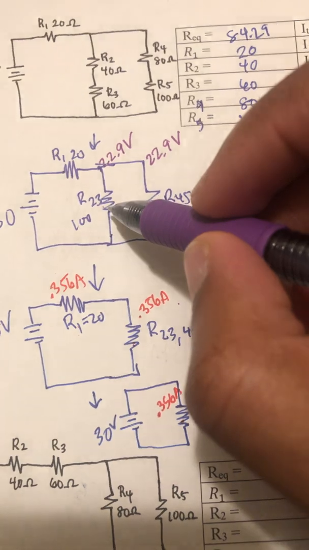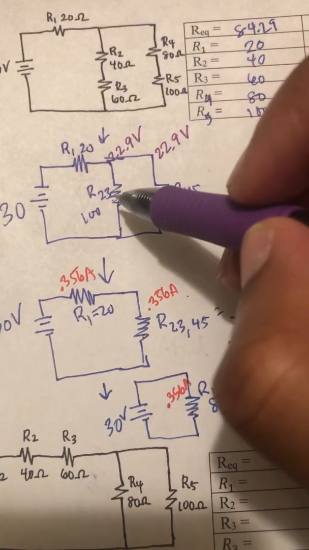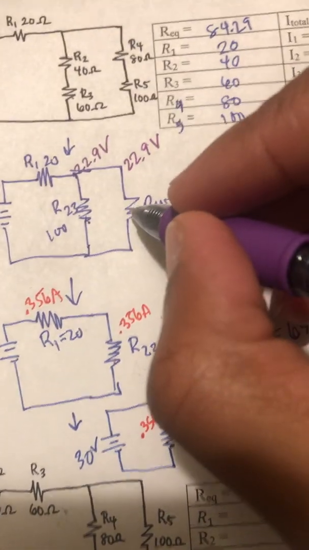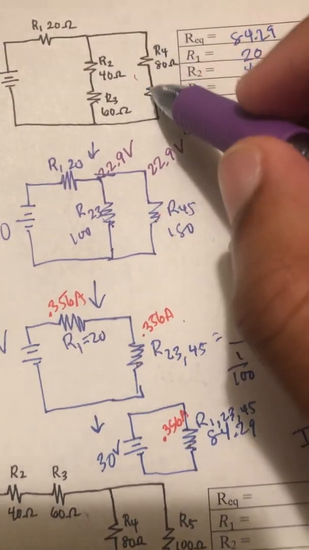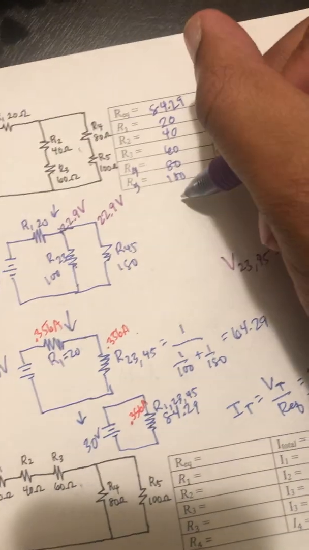But if I look at how I combined R23, I combined it in series. So if I can find the current right here, I can find the currents at these two points. If I can find the current at 4, 5, I can find the current at 4 and 5, because those are also in series. So let me find 2, 3, the current there.